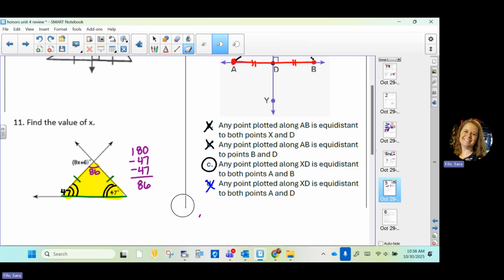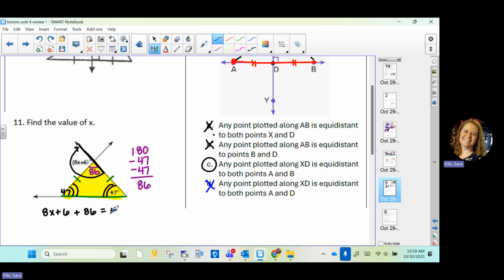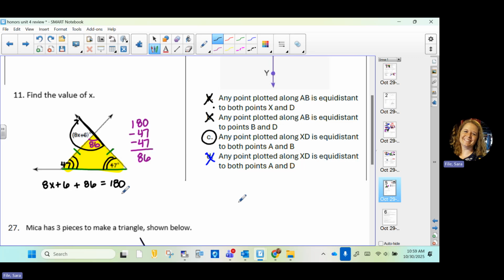Now that I know the vertex angle here, this angle that's marked with an expression in terms of x, what's the relationship between that vertex angle and that angle that has the x in it? That's a linear pair. So we know that these two together should add to 180. So I'm going to set that up as an equation. I'm going to say, okay, 8x plus 6 plus 86 must equal 180 because of the linear pair relationship. They are supplementary. They add to 180.